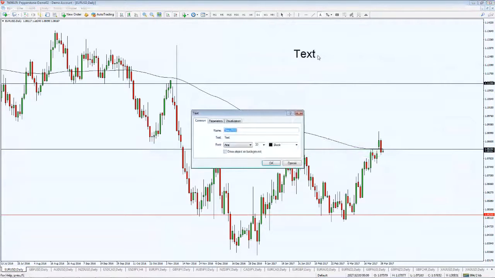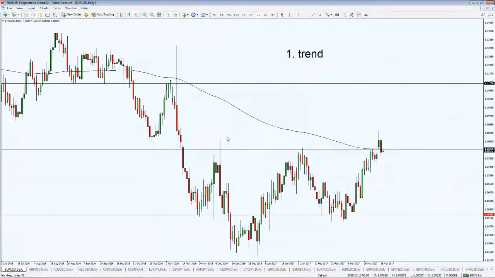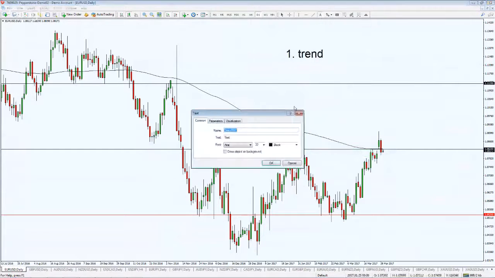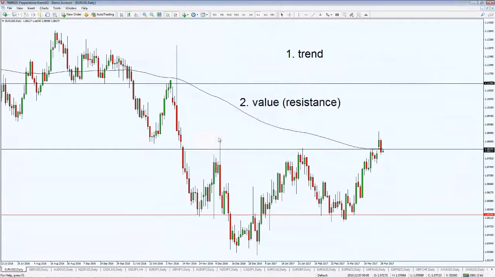Number one, we have the trend. Number two, we have the area of value, which is the area of resistance. The third thing that I'll look for is an entry trigger. This can be in the form of a candlestick pattern to confirm your initial bias, which is towards the downside. So I got this in the form of an engulfing pattern, a bearish engulfing.